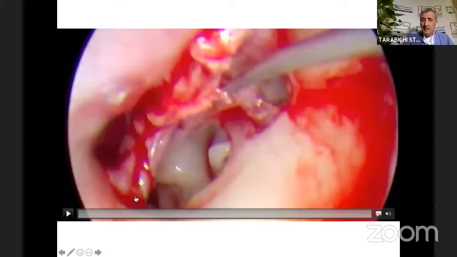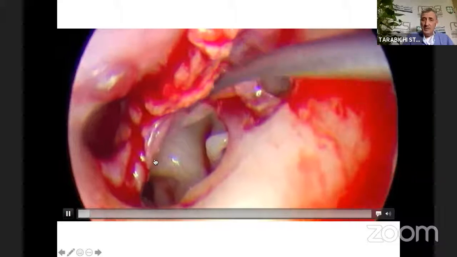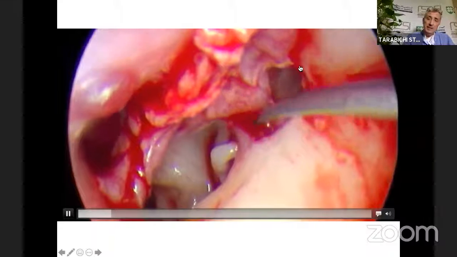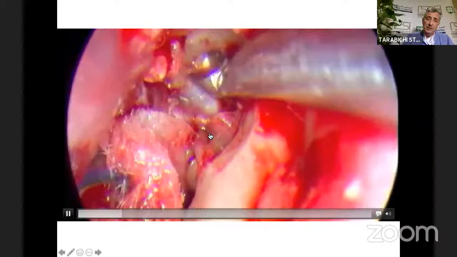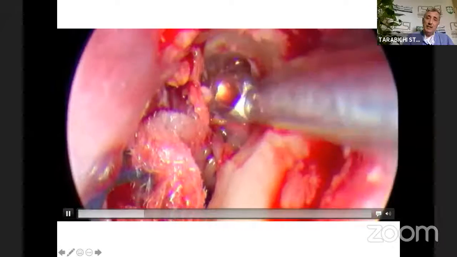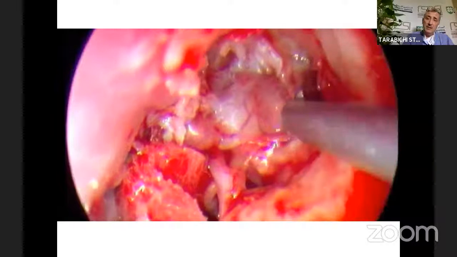So this is the left ear again, showing how to remove disease. Of course, this is a very normal tympanic cavity. This cholesteatoma is up here. It's the chorda. It's the left side. So removing the bone with the curette, trying to get at the cholesteatoma.